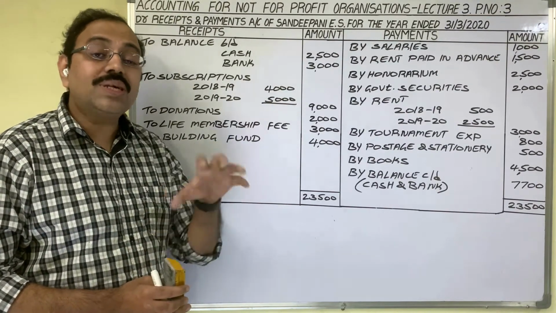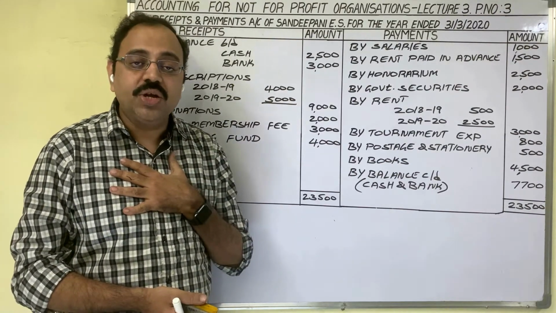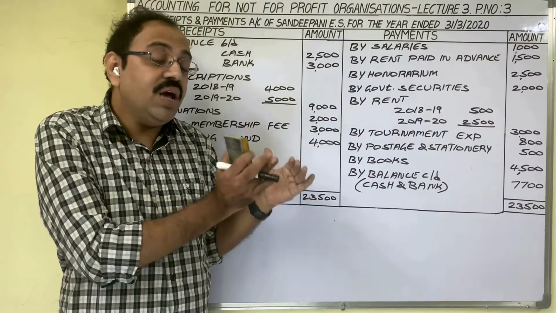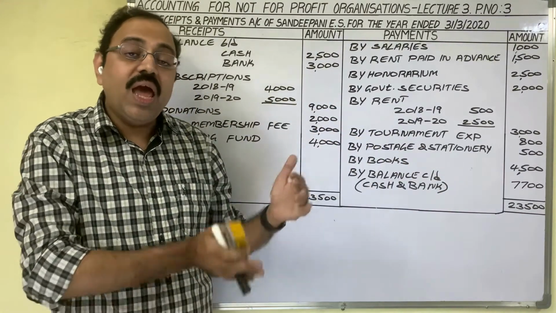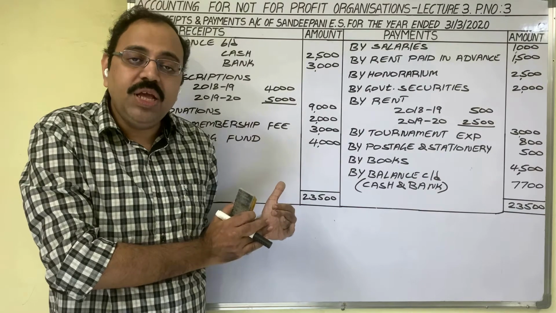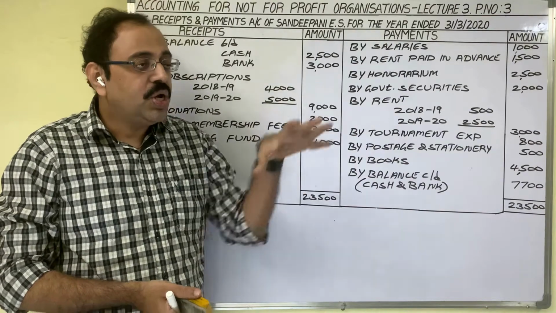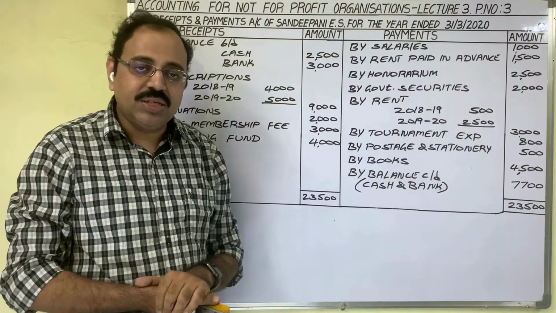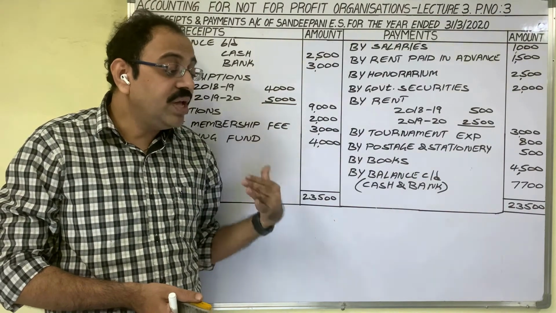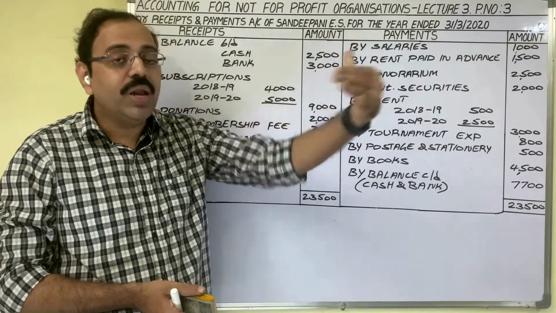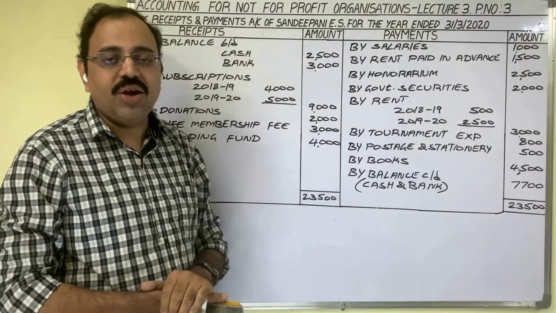Why we should know surplus or deficit? Because every not-for-profit organization should know whether they have enough cash reserves to meet their day-to-day expenses or not. If they have enough surplus amount, then the meaning is their liquidity position is satisfactory. They have cash reserves to maintain their day-to-day activities. If deficit they have, then the meaning is they don't have enough cash balance to meet regular expenses. So that information you cannot get from receipts and payments account.